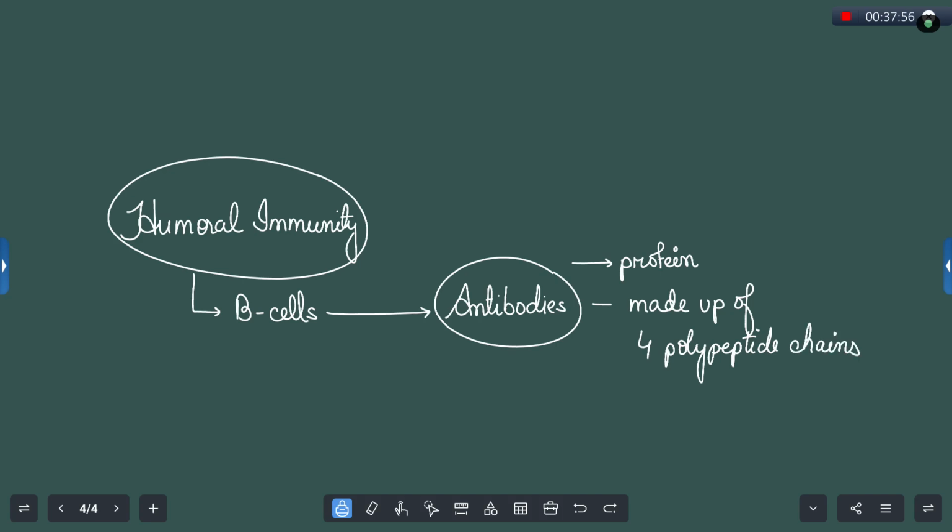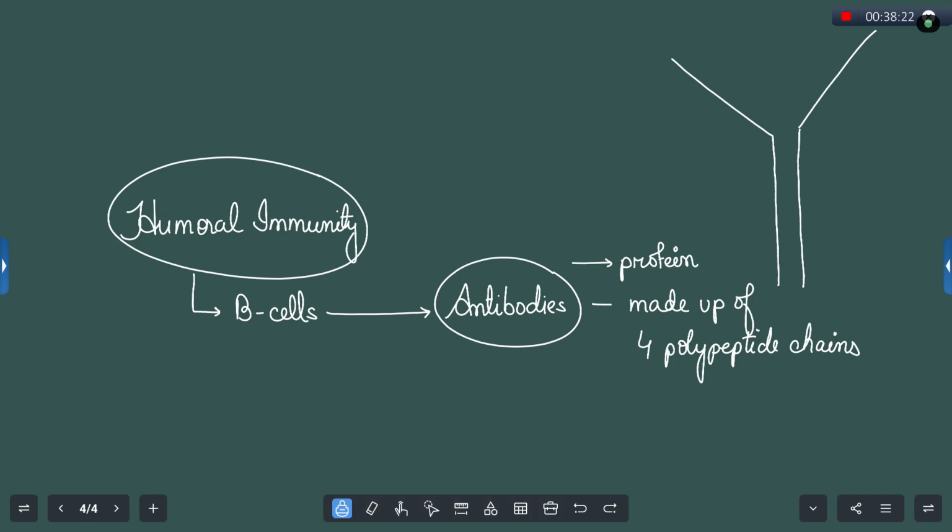A polypeptide chain is a protein chain, made of amino acids. Let us suppose this is one protein chain, and this is another protein chain. We call these the heavy chains.